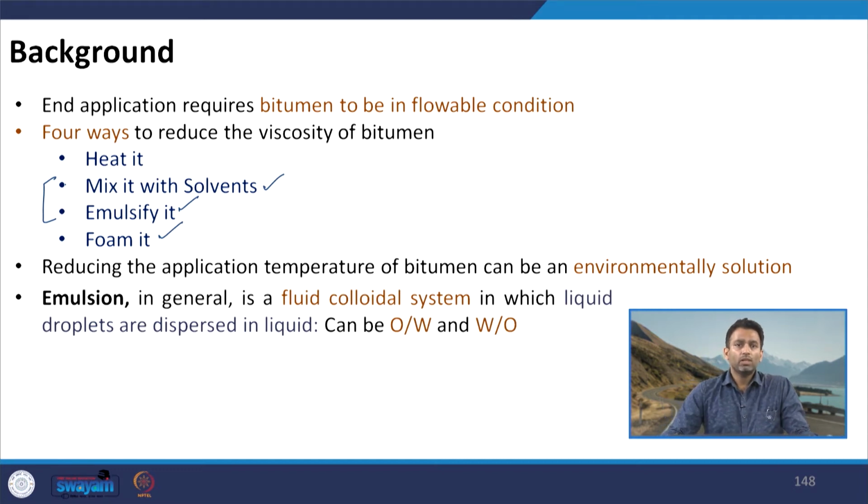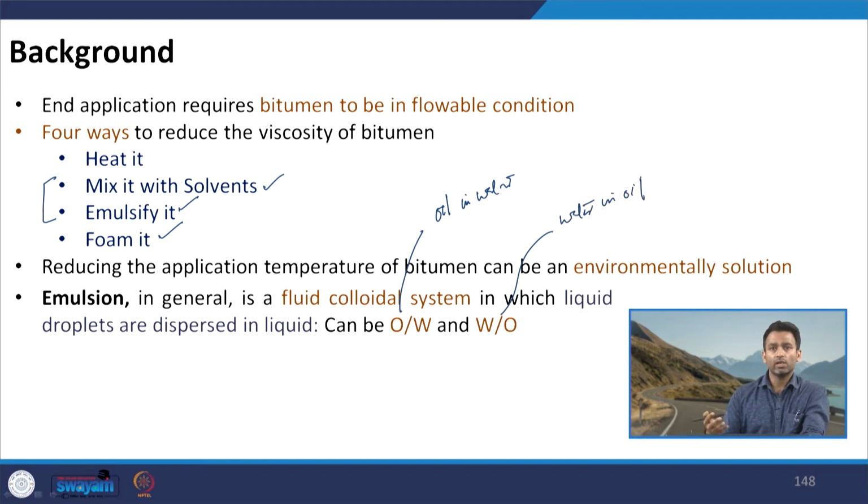If we talk about the general definition of emulsion, not specifically bitumen emulsion but any emulsion, an emulsion in general is a fluid colloidal system in which liquid droplets are dispersed in another liquid medium. Now, depending on what is dispersed in what, the emulsion can be classified. These are two common classifications; there can be other classifications as well. It can be OW, which is oil in water, or it can be WO, which is water in oil form of emulsion.